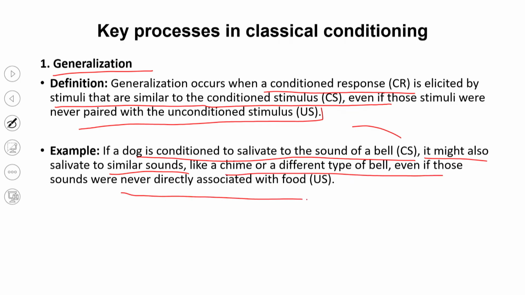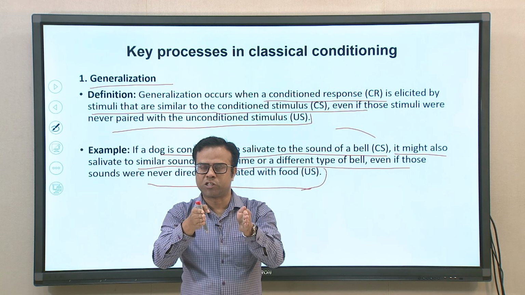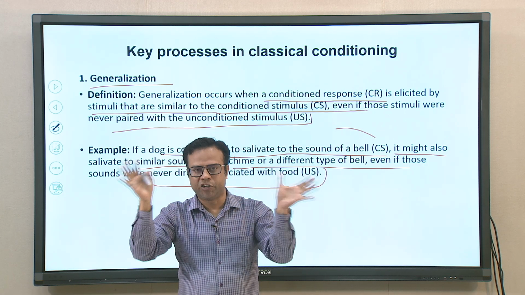Even if those were not present during the association. So, the dog has learned to generalize it to other similar sounds. That generalization can also happen many times when the dogs simply are not able to discriminate what particular sound was present. So, it can respond to any other similar sounds. So, that is called generalization.